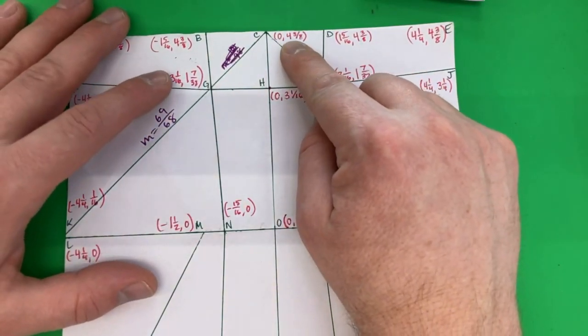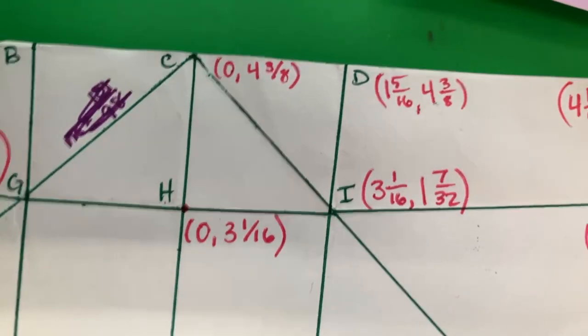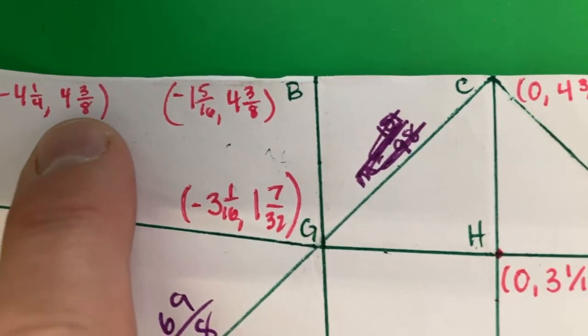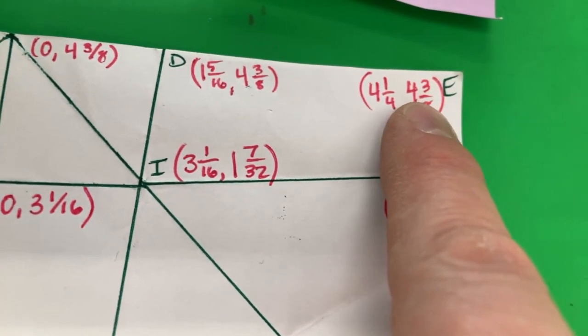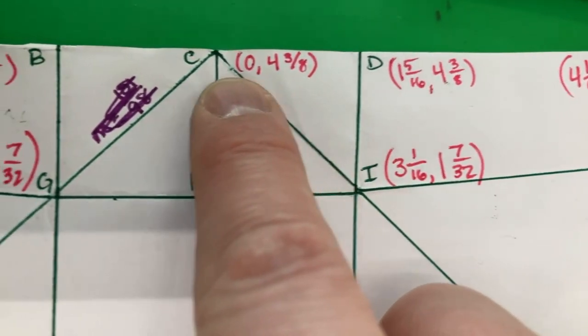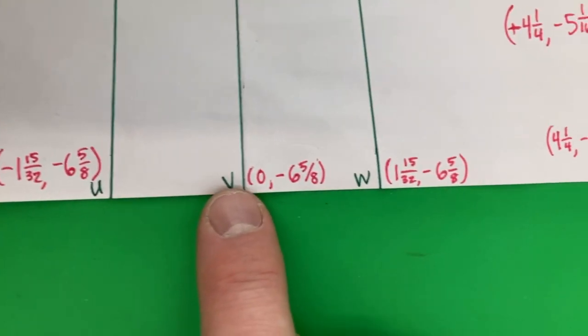And the top line here, what's the y coordinate everywhere on my top line for me? You guys looking up here? 4 3/8. That's the top line. Okay, what's the bottom line all the way across from me? Yeah, -6 5/8.